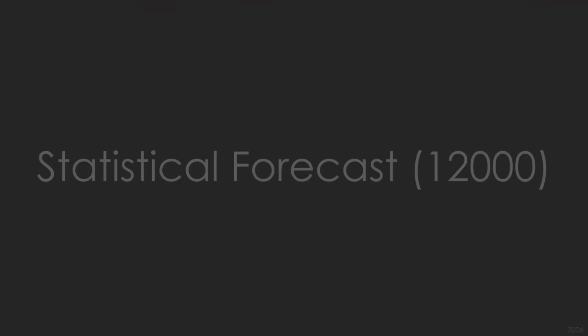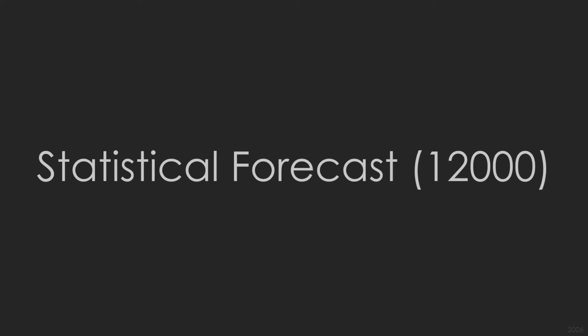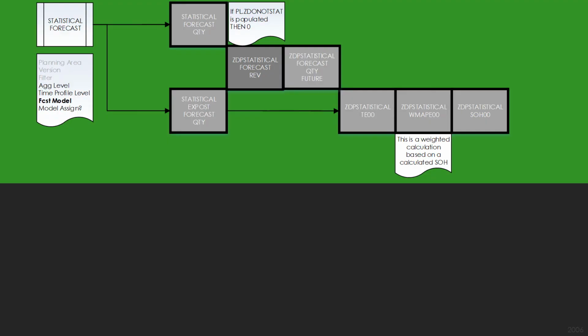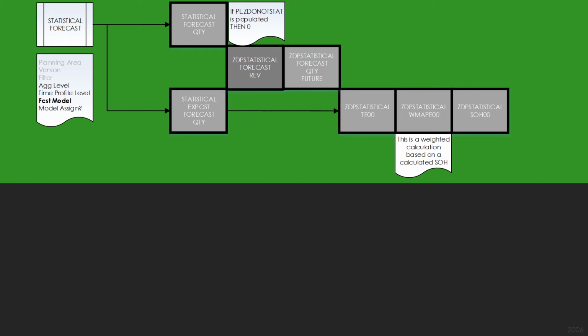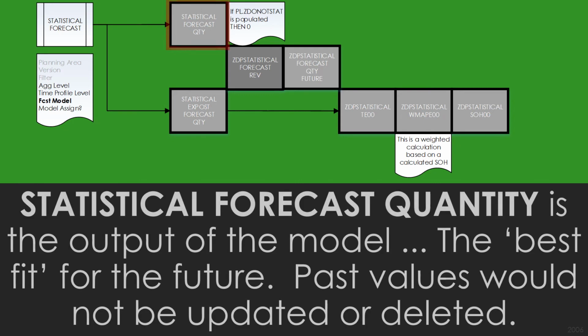Details. Statistical forecast. Statistical forecast model can be run ad hoc or scheduled by the demand planning power user. See related videos. Statistical forecast quantity is the output of the model, the best fit for the future. Past values would not be updated or deleted.